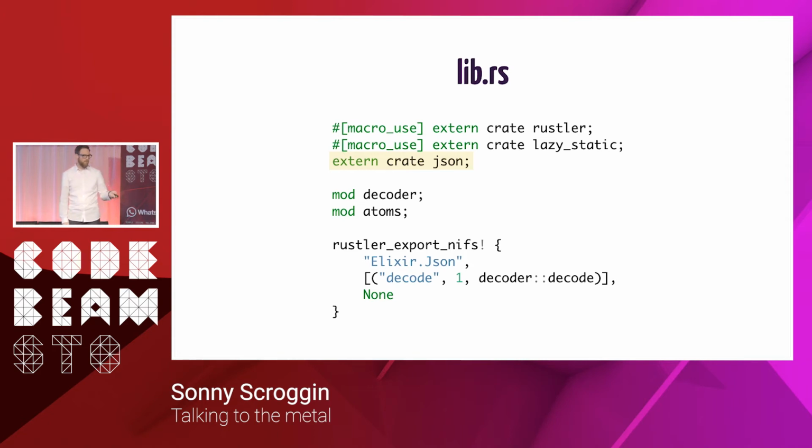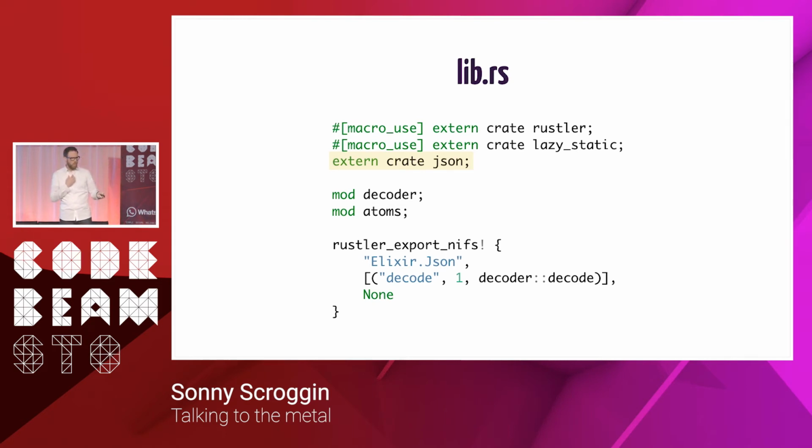So we are also pulling in an external crate called JSON, because why build your own JSON library when someone's already done it in Rust? And we have a couple of different modules here. We have one called decoder, and then we have one called atoms. And atoms just holds our atom table.